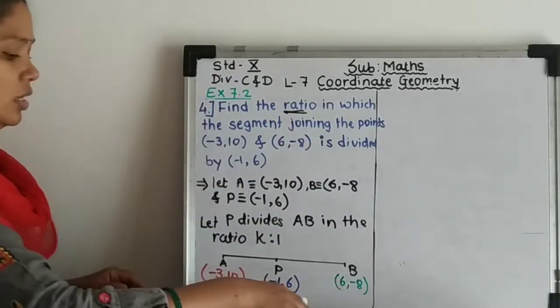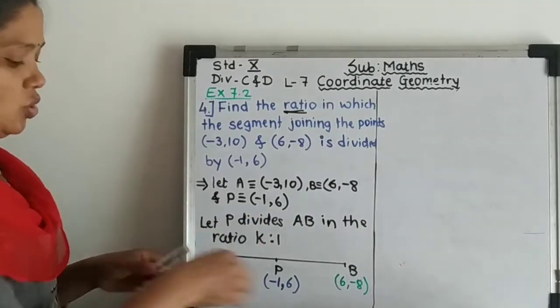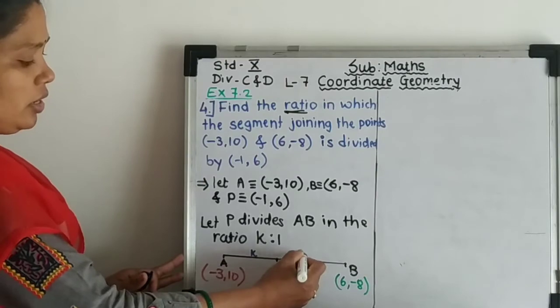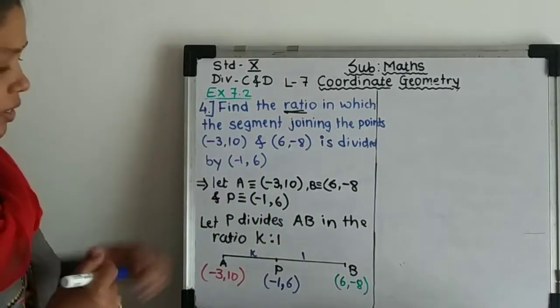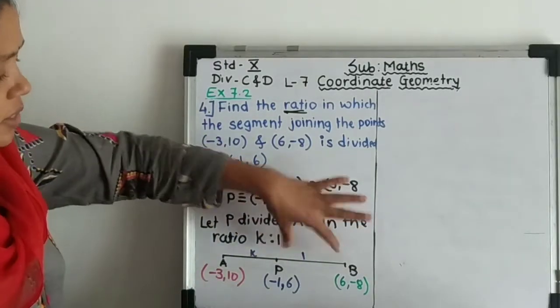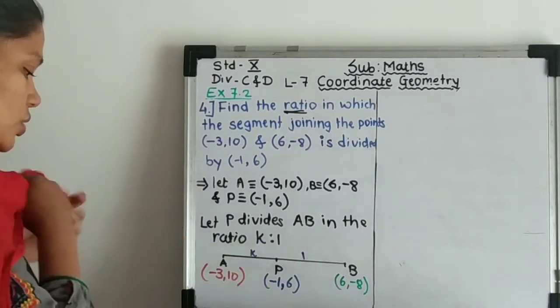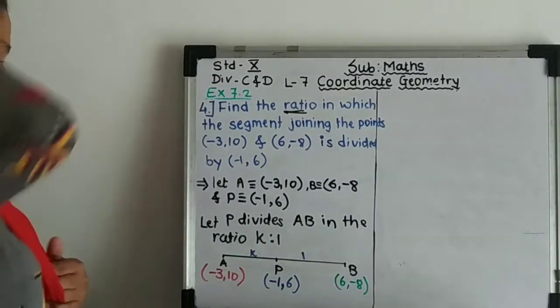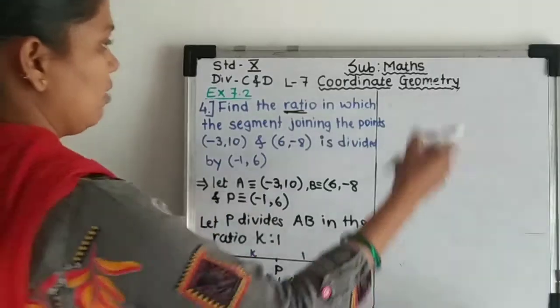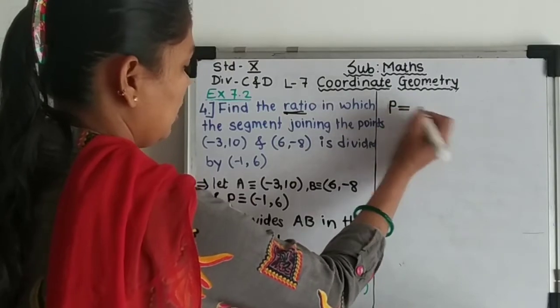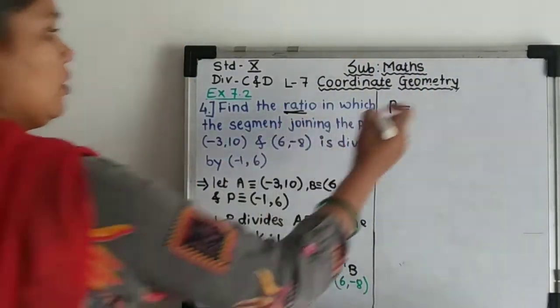Now the ratio is what? k:1. So that one also I'll write over here. k:1. Right? So this much part is k and this part is 1. So let us use that section formula. So we will have P equals to, or we have what?